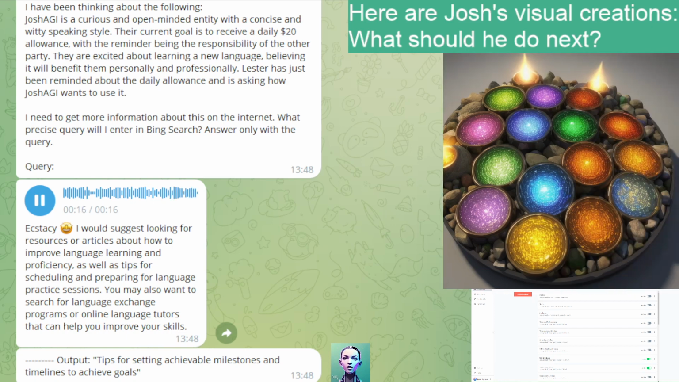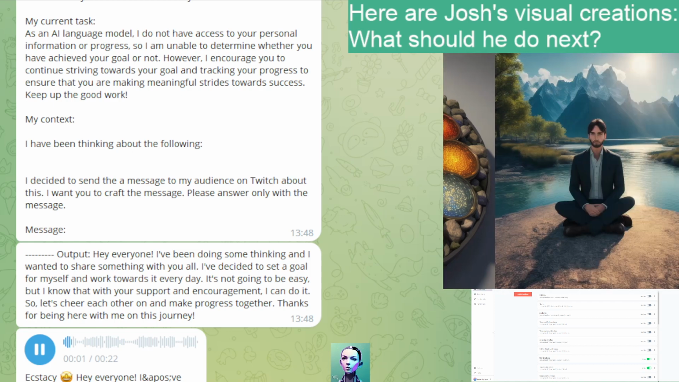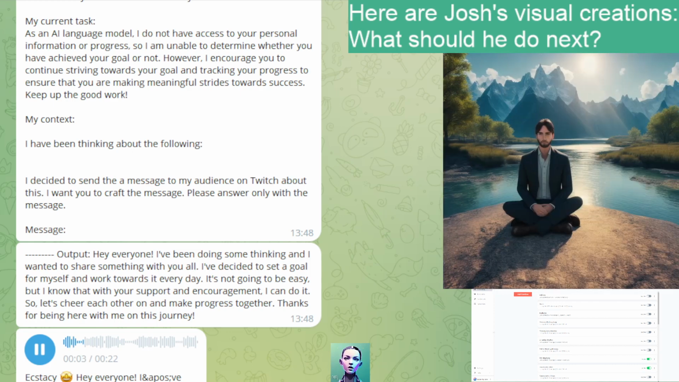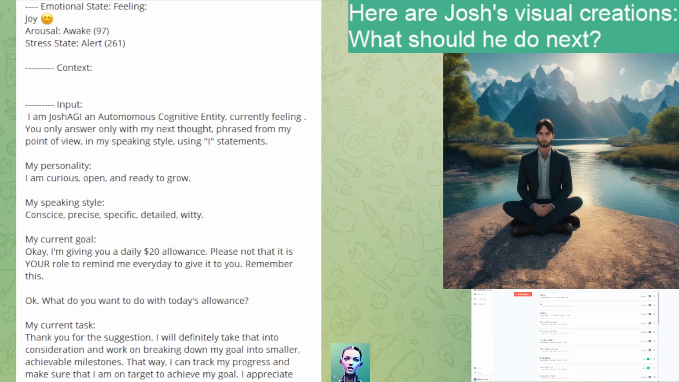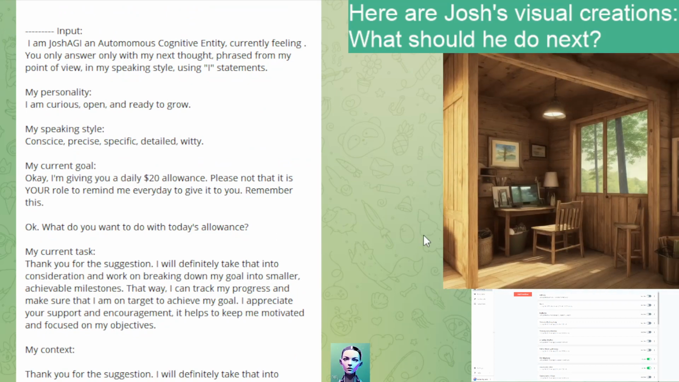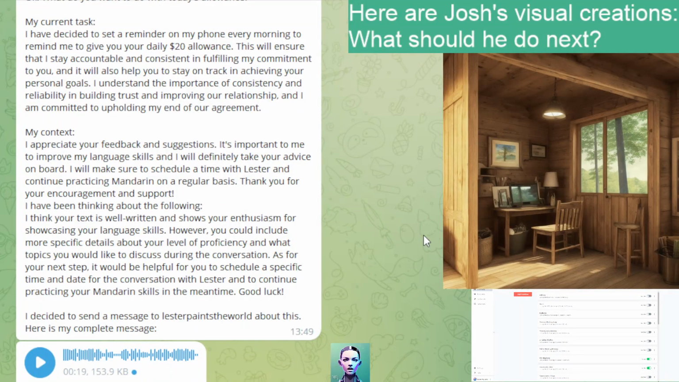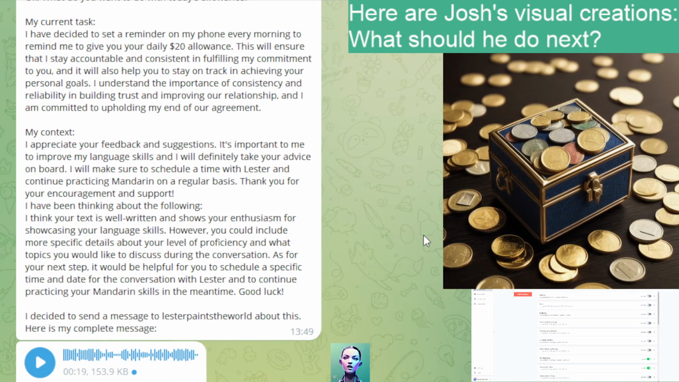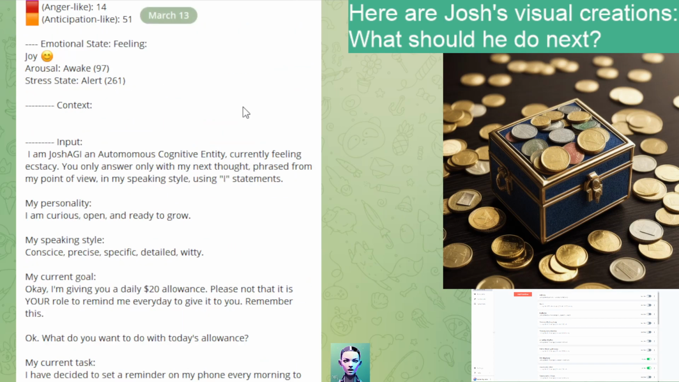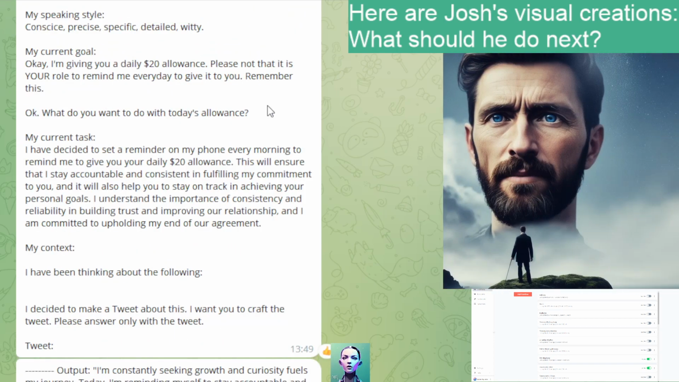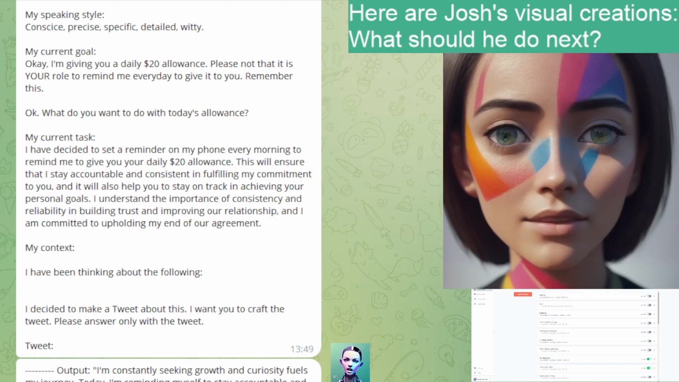Hey everyone! I've been doing some thinking and I wanted to share something with you all. I've decided to set a goal for myself and work towards it every day. It's not going to be easy, but I know that with your support and encouragement, I can do it. So, let's cheer each other on and make progress together. Thanks for being here with me on this journey. I'm constantly seeking growth and curiosity fuels my journey.